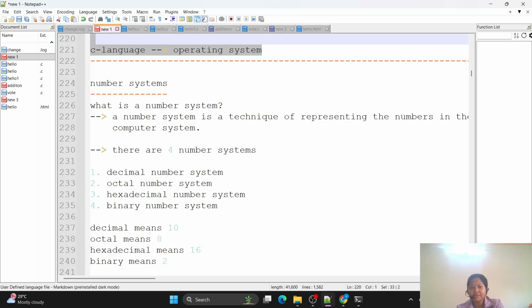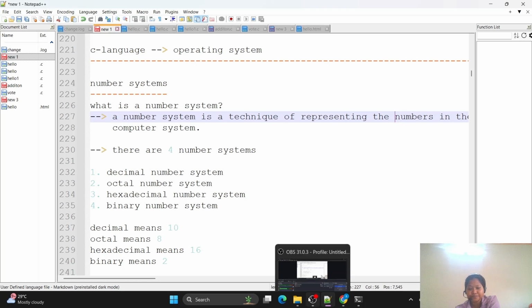What is number system? A number system is a technique of representing the numbers in the computer system. In computer system, how the numbers are arranged, or how we represent the numbers in the computer system, that is called number system. There are 4 number systems. First one is decimal number, octal, hexadecimal number, then binary number.